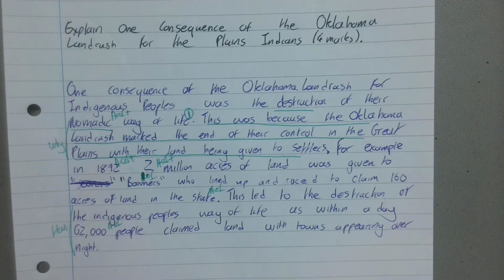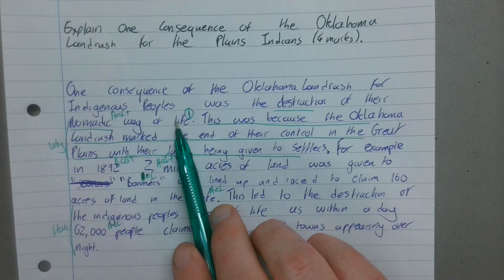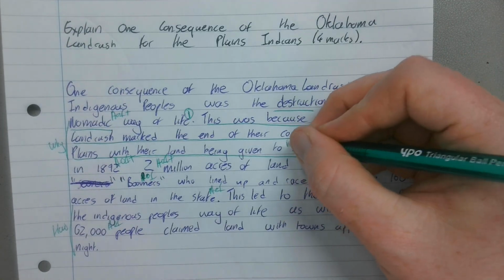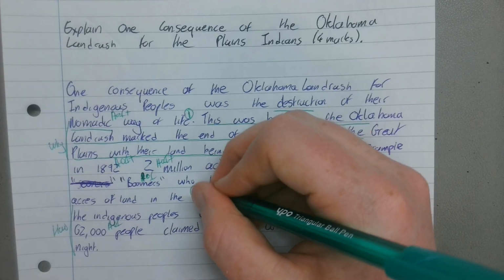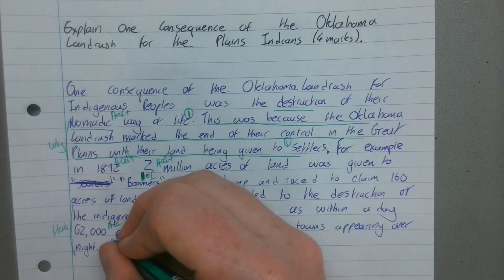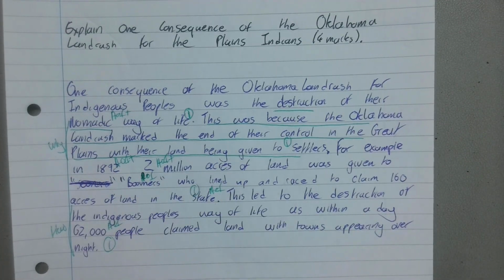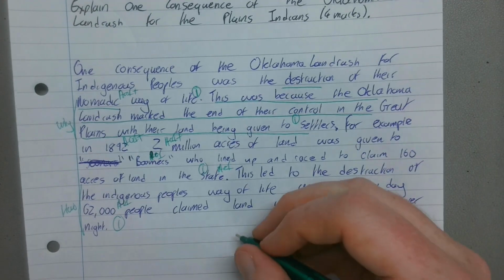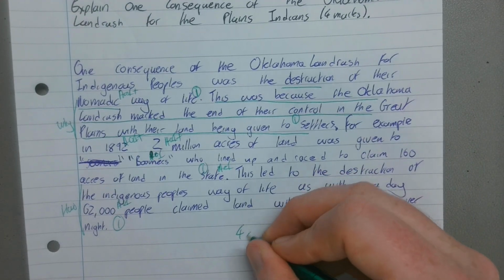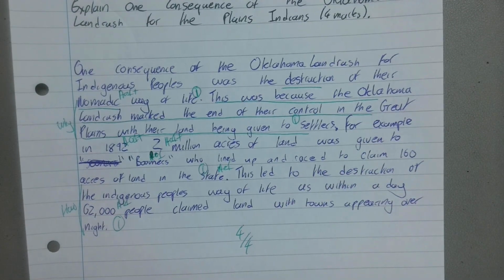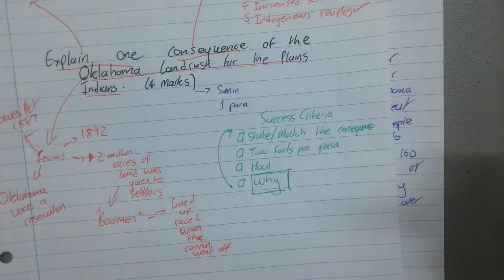So let's have a quick self-assess. Well, have I stated the correct consequence? Yes, I have. Have I explained it? Yes, I have. Have I brought in 2 specific facts? Yes, I have indeed. Have I explained how it led to the destruction of their life? Absolutely. So out of 4, I am giving myself 4 out of 4, because as I go back to my success criteria, dead easy this question.